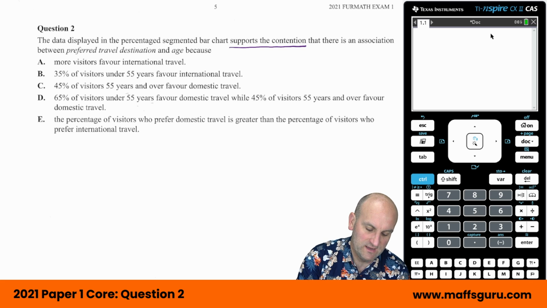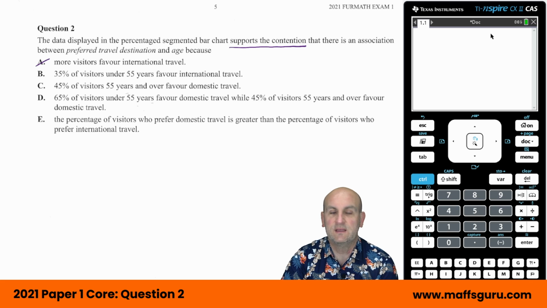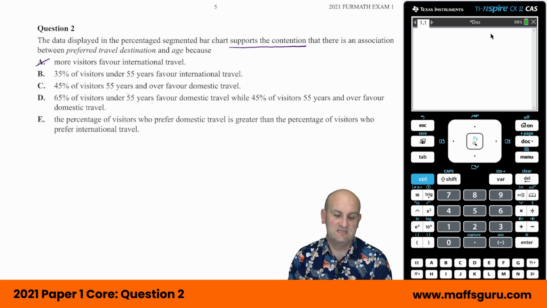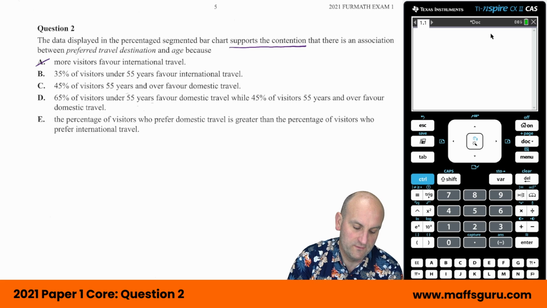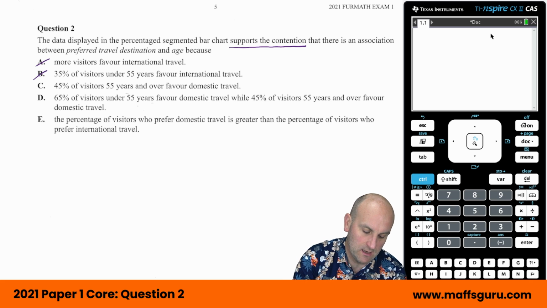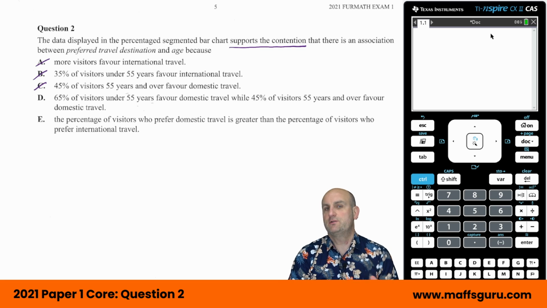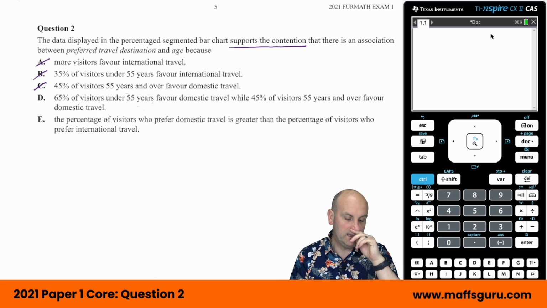more visitors favour international travel, no. All right, it doesn't make any reference to both statistics. We've got to have statistics for both preferred travel destination and age. 35% of visitors, there's only one statistic. Likewise for C. So those 3 answers can be discounted straight away. Let's look at D and E.